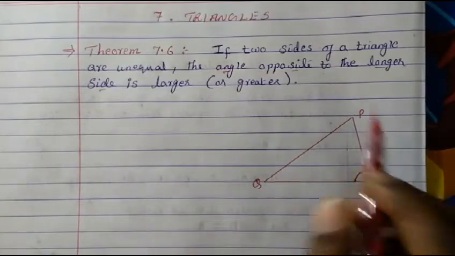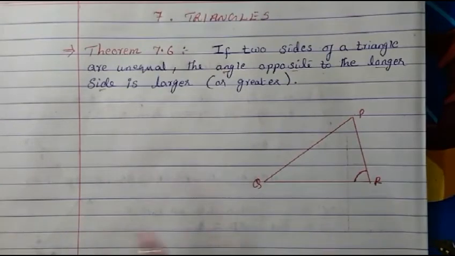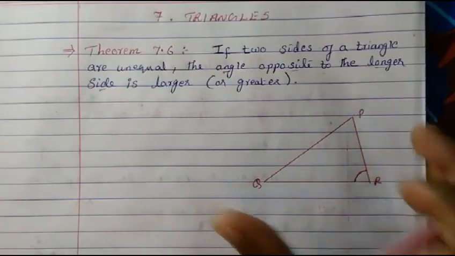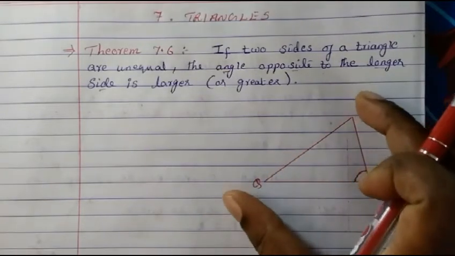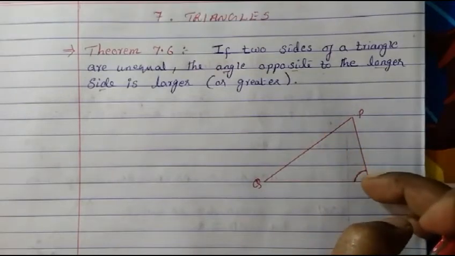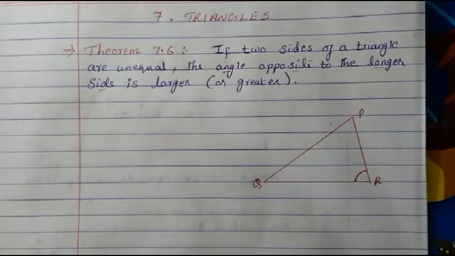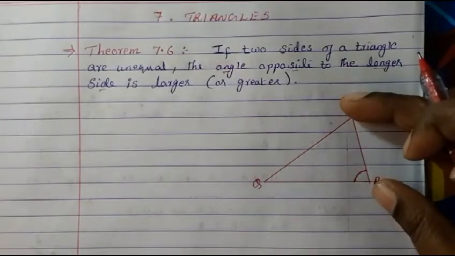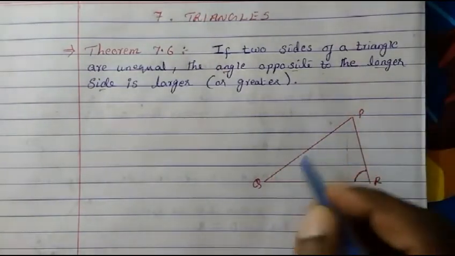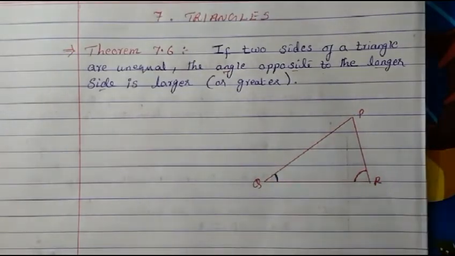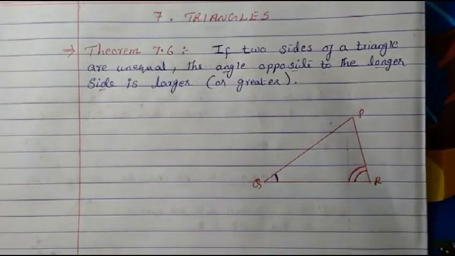So what happens to this angle? The angle opposite to the longer side is greater or larger. That's what we have to prove. In a triangle where two sides are unequal, the angle formed opposite to the longest side will be greater than the other angles. If this is the shorter side, the angle opposite to the shorter side will be smaller. So we have to prove that this angle, which is opposite to the longer side, is greater.